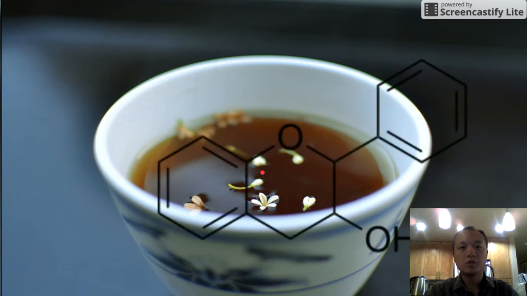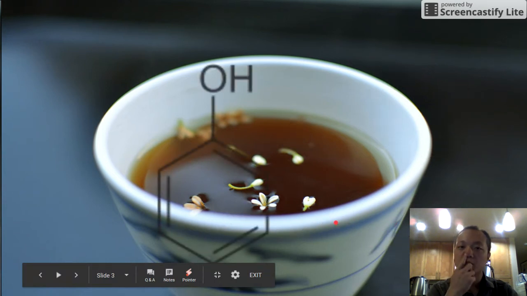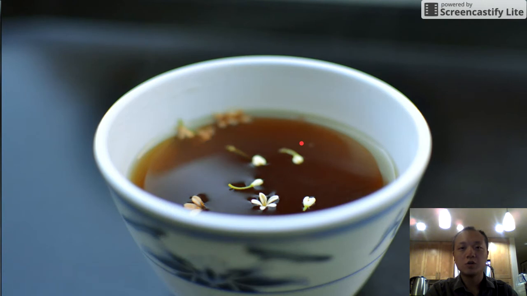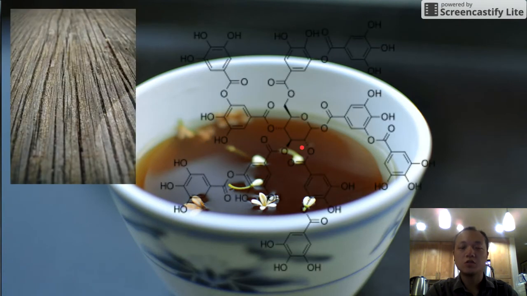This is the basic structure of all catechins, and it's technically called a flavan triol, where the hydroxy group is on the third carbon. This is the basic structure of a phenol, and only plants can make phenolic compounds. Usually in nature, phenolic compounds are really big, and they can give rise to structures such as wood, which can only be found in plants.